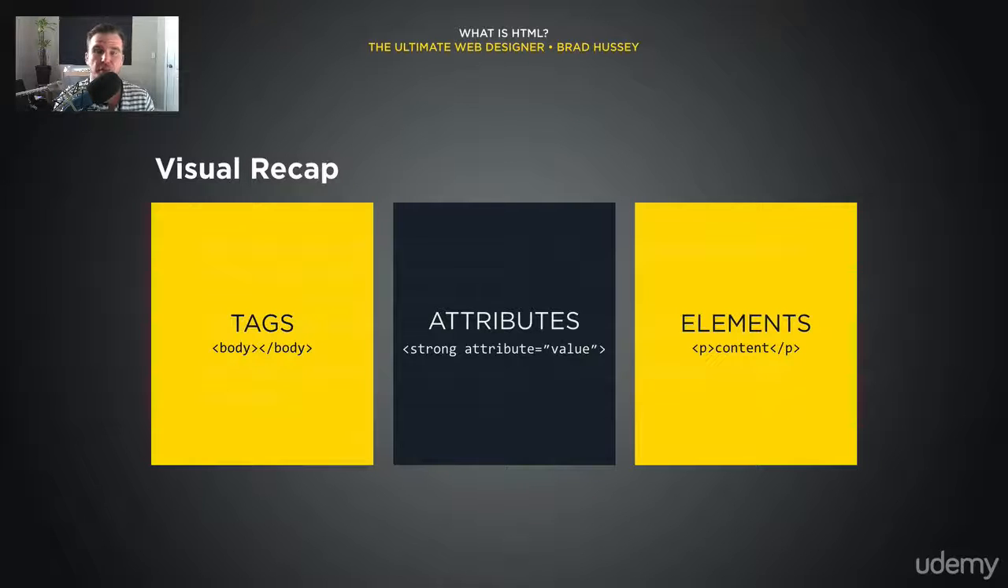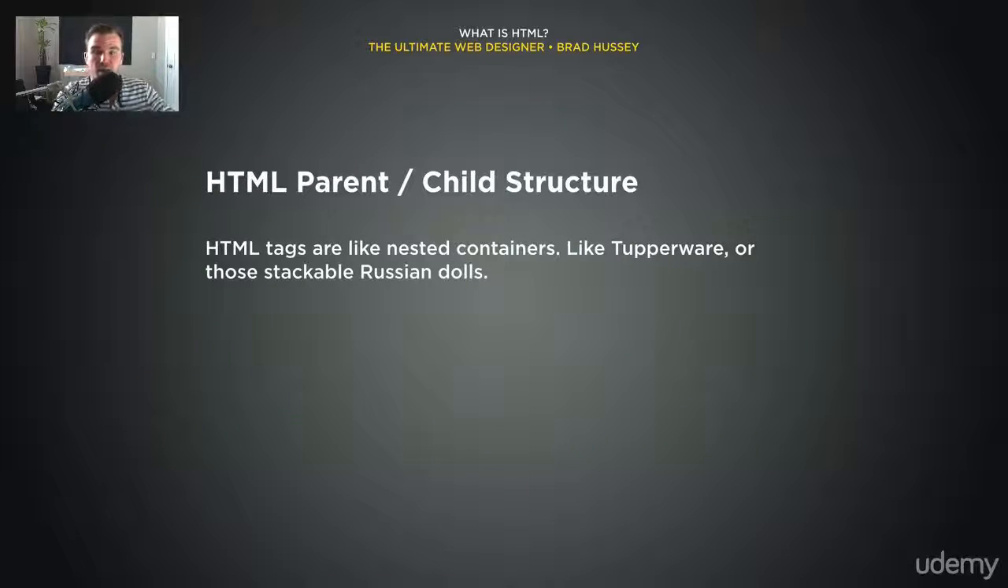Attributes are extra information injected into HTML tags that tell the browser a little bit more about your web page, the document, or the specific tag. And elements is everything put together. So the opening, closing tag, and the content within it. HTML tags are like nested containers. So think of it like Tupperware or those stackable Russian dolls that fit within one another.